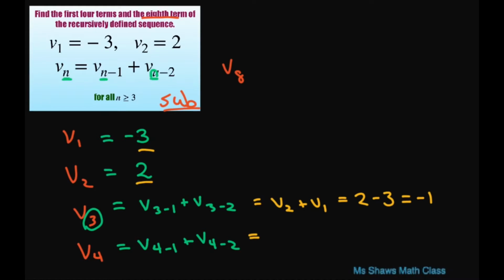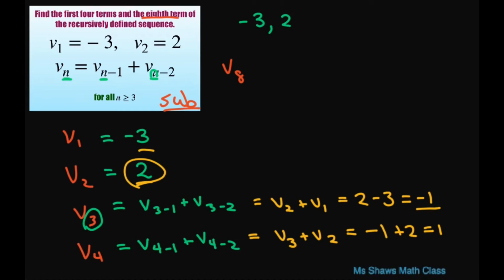This one is going to be v sub 3 plus v sub 2. So v sub 3 is negative 1, v sub 2 is 2. So this is going to equal 1. So let's write this out and see what we can have. We've got negative 3, comma 2, comma negative 1, and then we have 1.